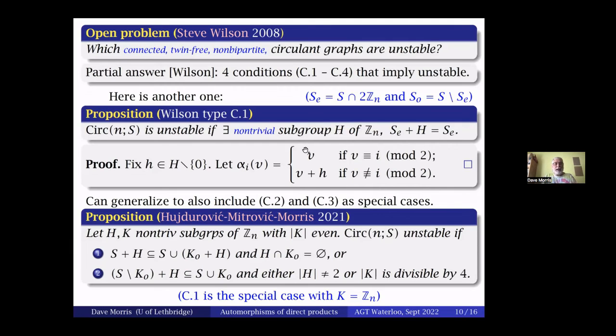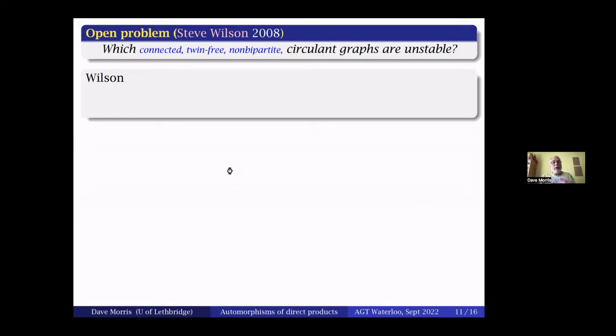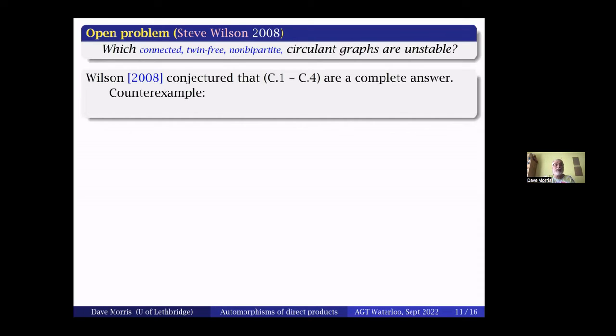The details don't matter, but the point is Steve Wilson came up with four different conditions. One of them we generalized slightly. C1 through C3 we combined as something much more complicated. Well, Wilson conjectured in that same paper that his C1 through C4 were actually a complete answer. They're definitely sufficient conditions for being unstable. He thought that taken together, they were necessary, that any unstable circulant graph would satisfy one of those 4 conditions.